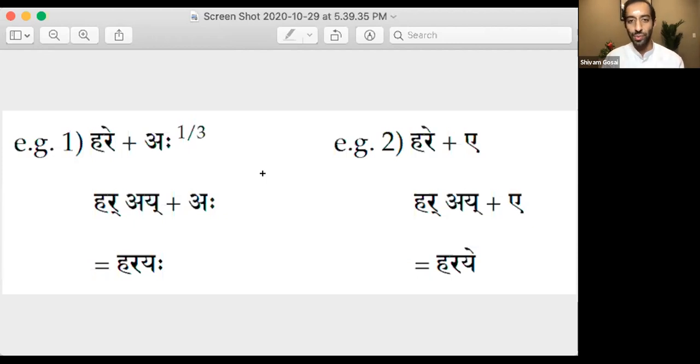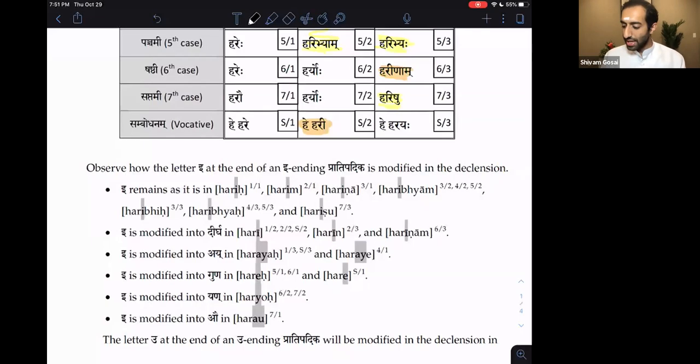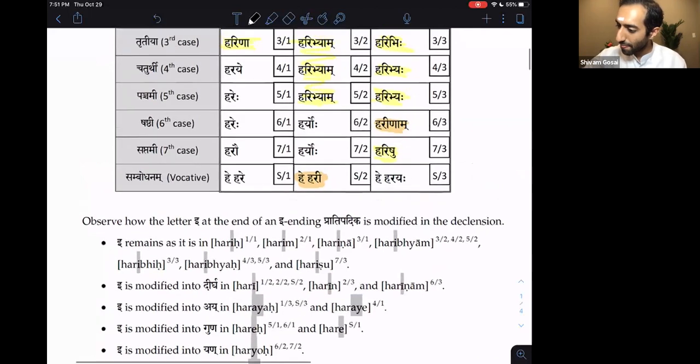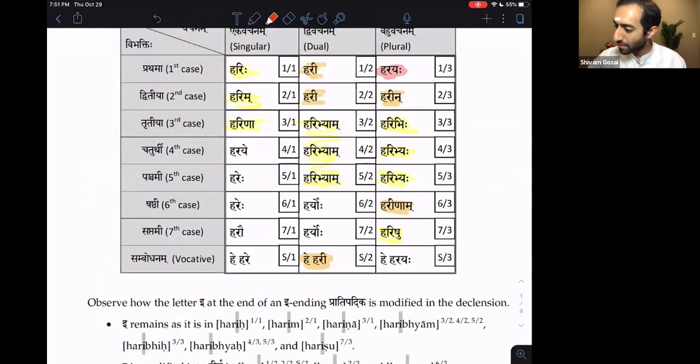Okay, so here's one place where we can actually see the sandhi applied. 1-3 and 4-1. Okay, so you can see that I there. It's that ayavayava sandhi. And then we see, oh, so let me highlight that for us. Harayaha, haraye.